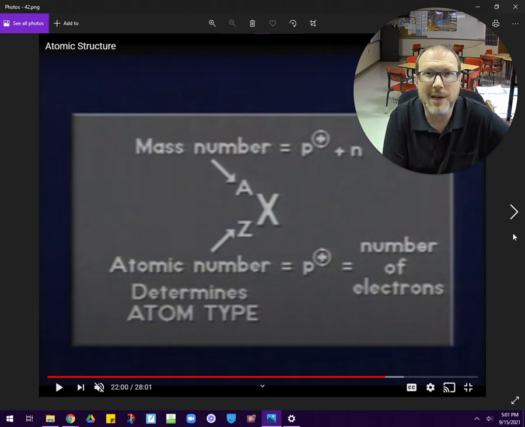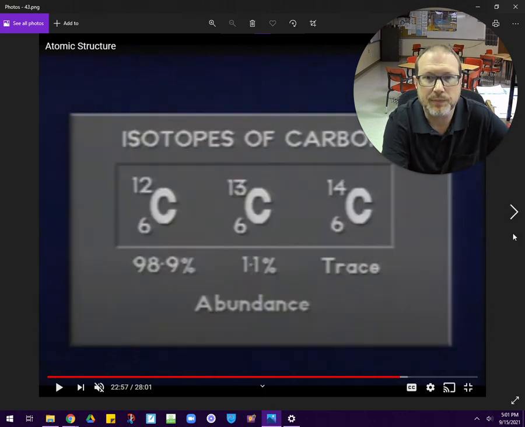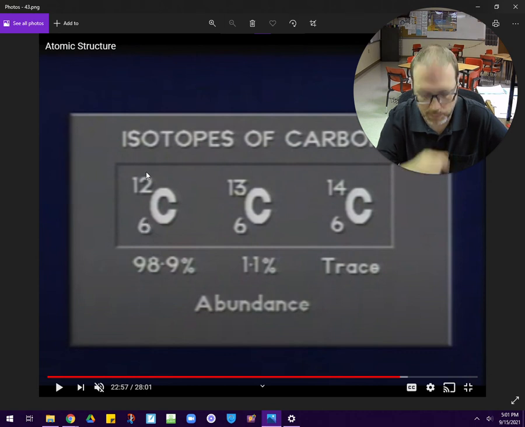Now, not every atom is perfectly identical. There are different varieties of the same kind of atom. They're called isotopes. And so if you see here, here's 3 naturally occurring isotopes of carbon. Almost 99% of all the carbon on the planet is what we call carbon-12, meaning that it has a mass of 12. It's got 6 protons and 6 neutrons.